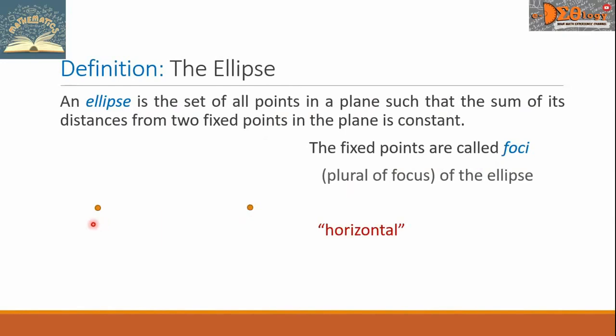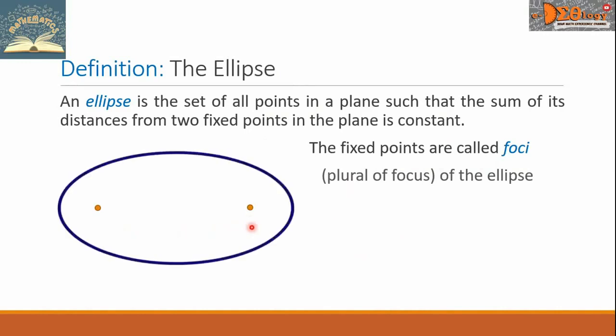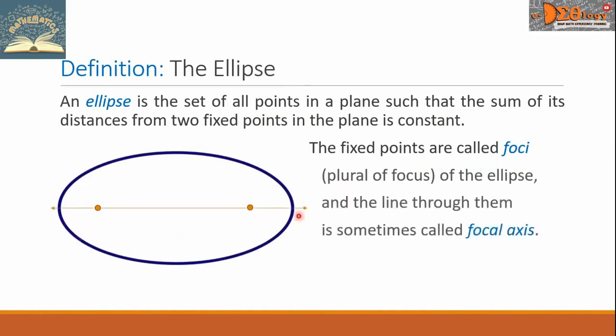Here we have 2 points arranged horizontally, and we consider this as the foci of the ellipse. Let us draw now the ellipse. Here we have the ellipse. The line through the foci is sometimes called focal axis. Here is the line, and this is the focal axis.